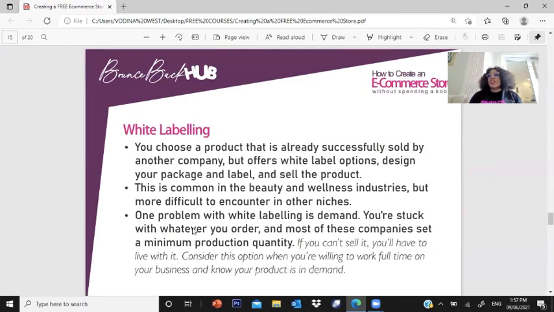You choose a product that is already successfully sold by another company, but they offer white label options. Design your package and label, then sell the product. This is common in the beauty and wellness industry, but more difficult to encounter in other niches. You hardly find white labels in things like laptops. Nobody's going to create laptops for you to put your brand on it. You hardly find it in other niches, but in the beauty and health industry, you have a lot of it.